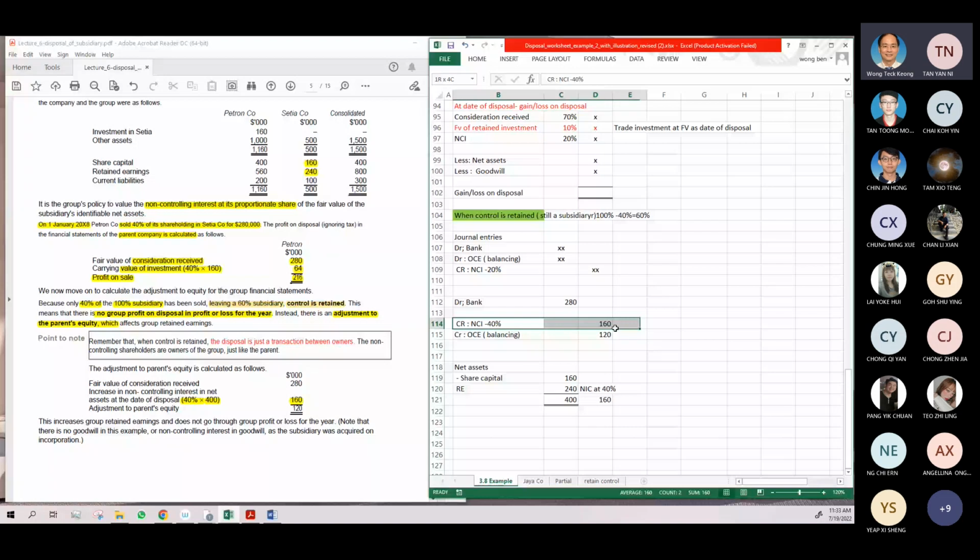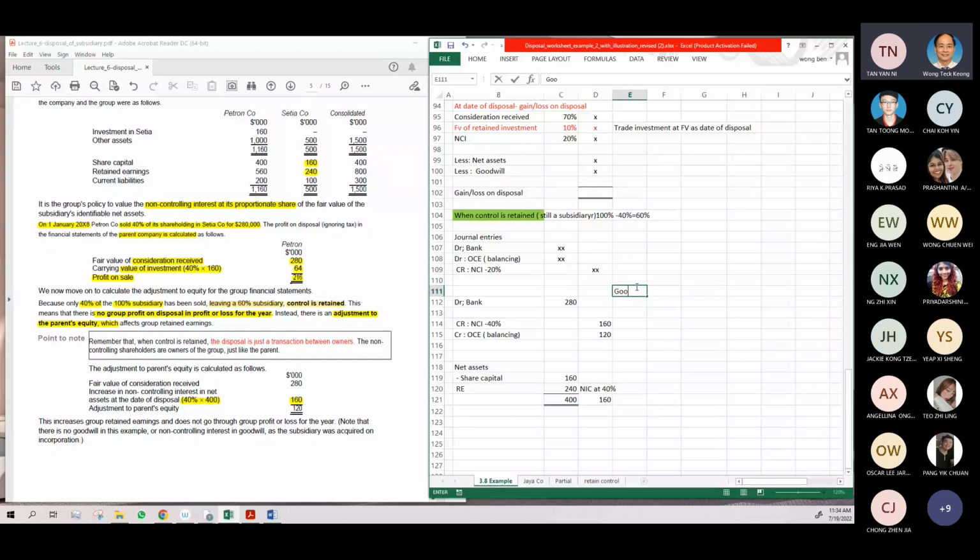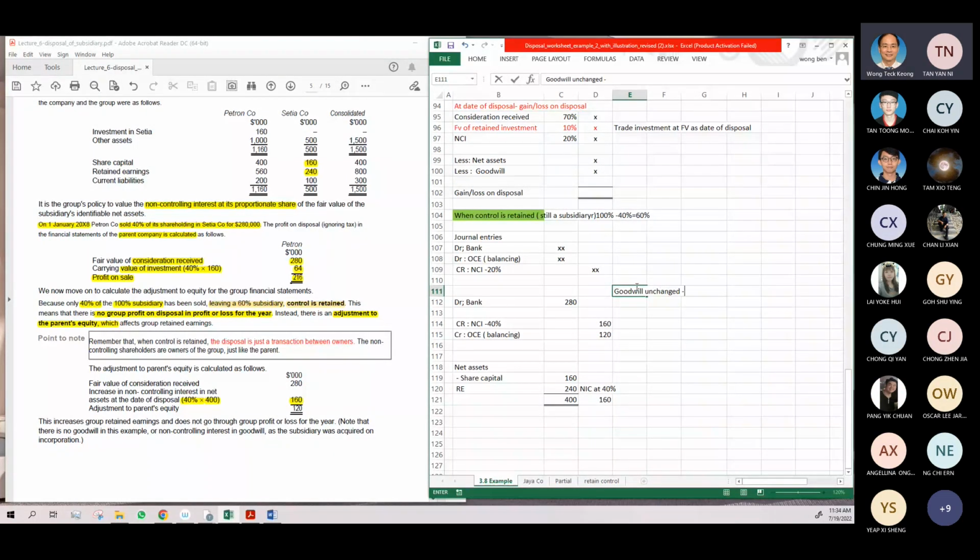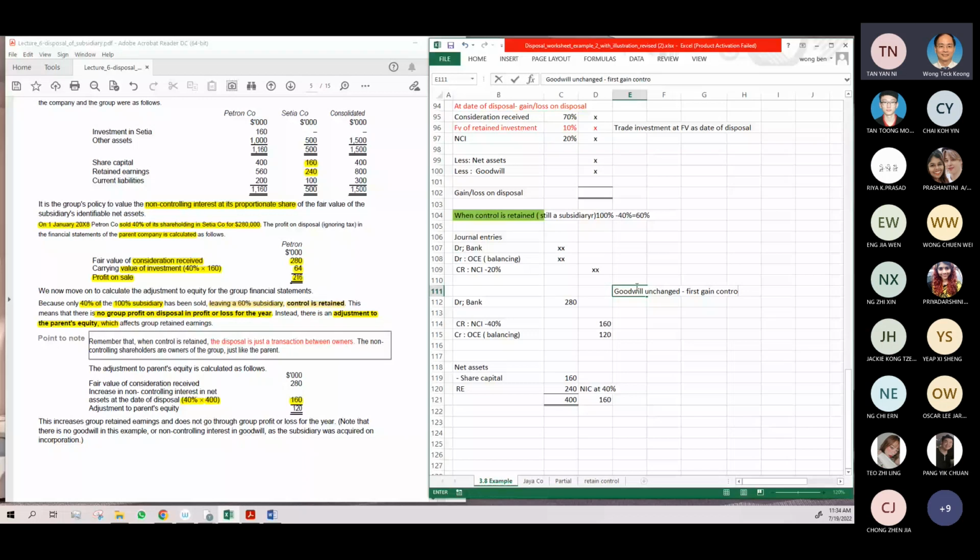In this one, they call it parent equity. This is a parent equity. So there's no impact on P&L, no impact on goodwill. Okay, remember, under the control regime goodwill is unchanged. Unchanged means when you first gain control, compute goodwill, that's it, keep it there. First gain control, in this case 100% at the time you get. Okay, and no gain or loss on disposal.